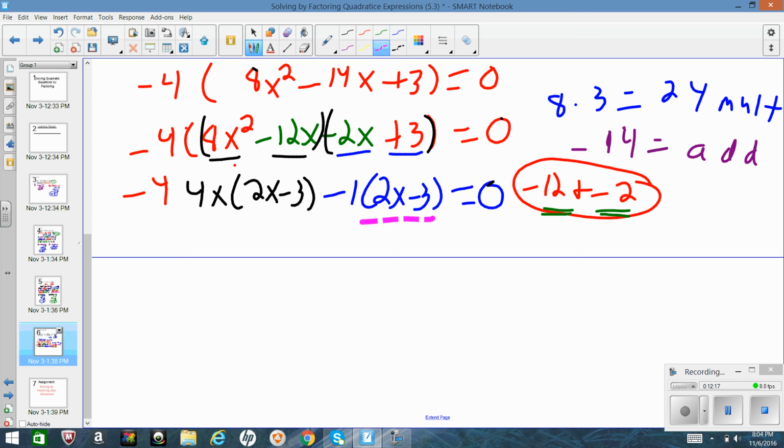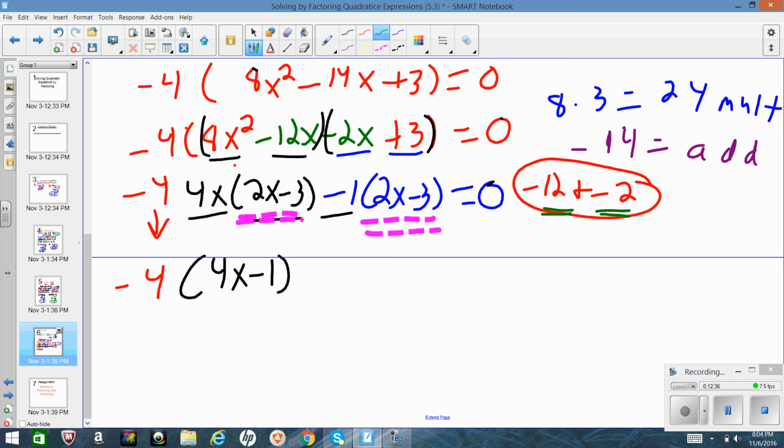Again, make sure these terms are the same so you know you did it correctly. You're going to bring down your -4, which is my greatest common factor. I had a 4x and a -1, so that goes in parentheses. And again, from here, I had 2x minus 3 and 2x minus 3. That goes in parentheses, and that equals 0. So this should be 2x minus 3.